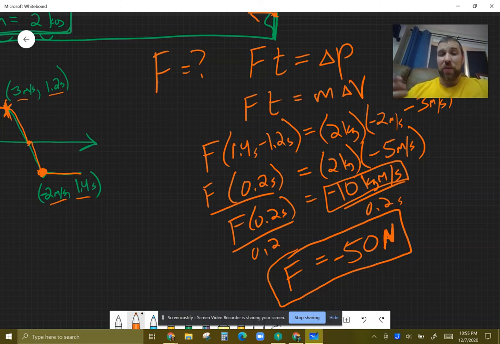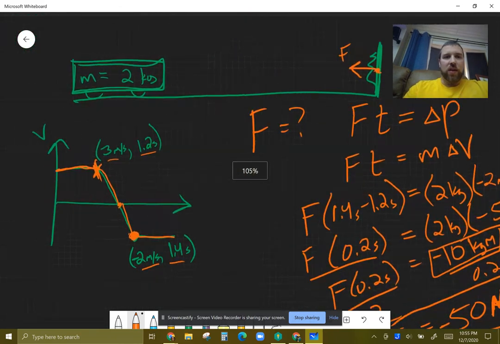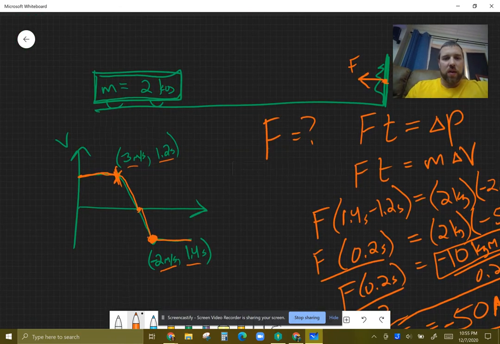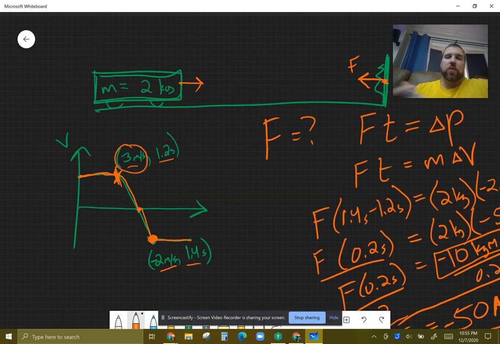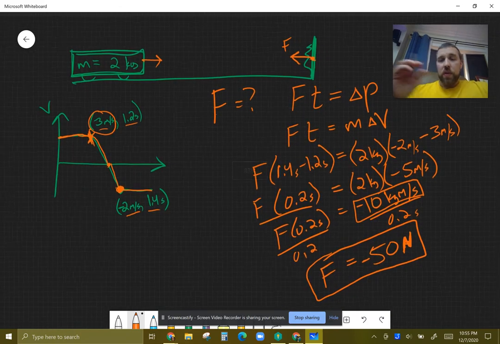How can we have a negative force? Well, it's going to the left. And I already, over here, kind of decided that the cart was going to the right, and I called that a positive number here. So my negatives are to the left, positive is to the right. So that gives me the average force during a crash.